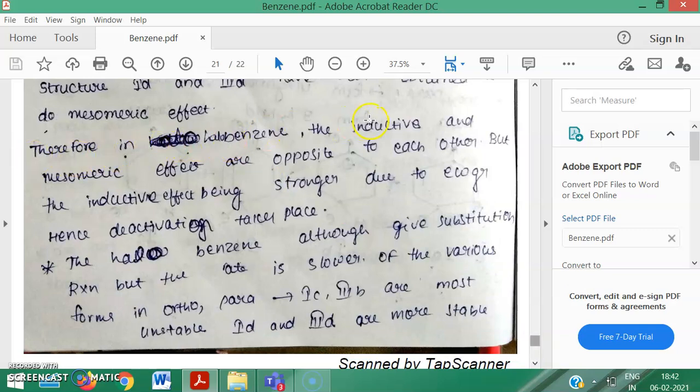Therefore, in halobenzene, the inductive and mesomeric effects are opposite to each other, but the inductive effect is stronger due to the withdrawing of electrons from the benzene ring. Inductive effect means taking electrons through a single bond from the benzene ring, and itself bearing the positive charge. Hence, deactivation takes place. Halobenzene also gives substitution reactions, but the rate is slower. Of the various forms of the ortho and para attack, 1C and 3B are most unstable, and 1D and 3D are more stable.